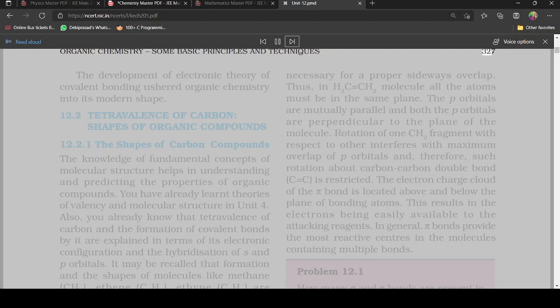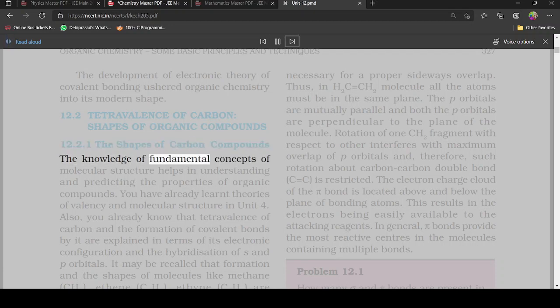The development of electronic theory of covalent bonding ushered organic chemistry into its modern shape. 12.2 Tetravalence of carbon, shapes of organic compounds. The shapes of carbon compounds.